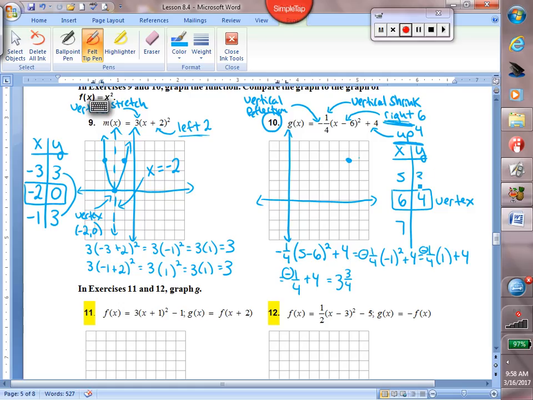So go over 5, up 1, 2, 3, 3/4, and then I have that mirror image at 7, 3 3/4. So there we go, our graph opens down. Our graph has been moved to the right 6, up 4, and it has been reflected. This time I'd like you to try your progress check. You may use any of your notes on your progress check that you'd like.